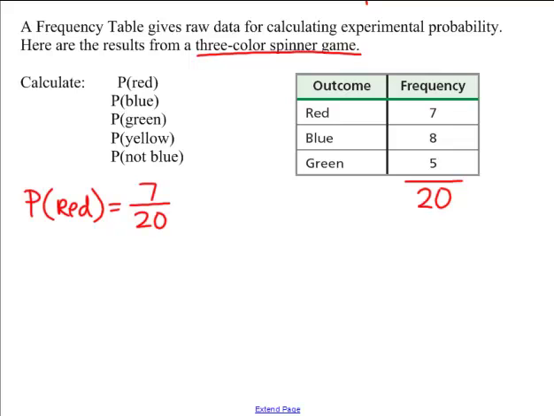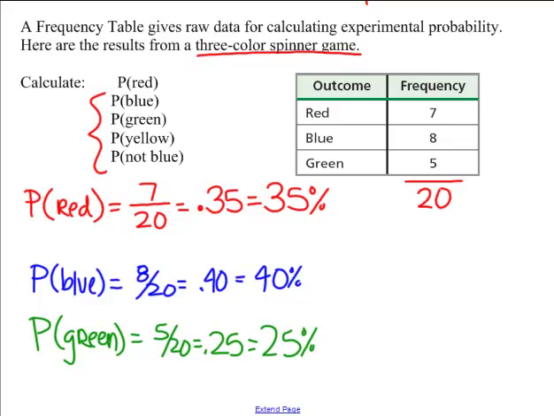So we can leave it as a fraction, or we could turn it into a decimal, 0.35, or we could turn that into a percent. 3 options, 3 different ways to write this. Since it starts off as a fraction, I'm totally fine with you leaving it like that, so you don't have to do any more work. Try figuring out the rest of these right now. Go ahead and pause the video. So hopefully you have the probability of blue and green correct.